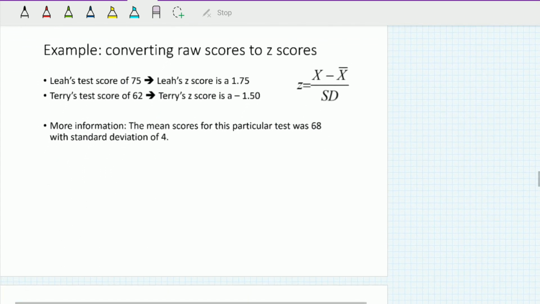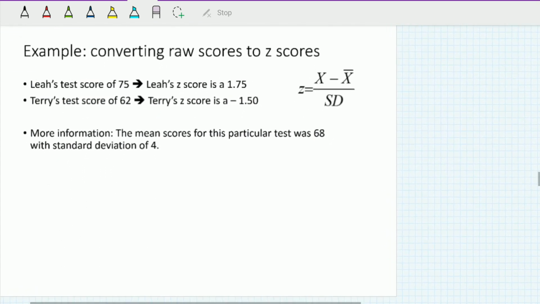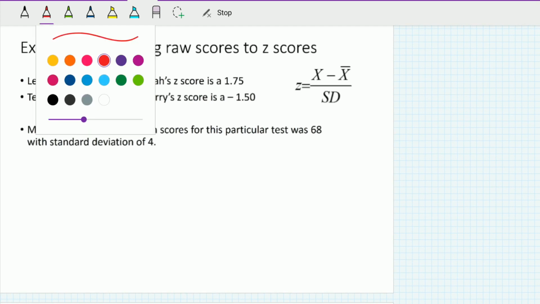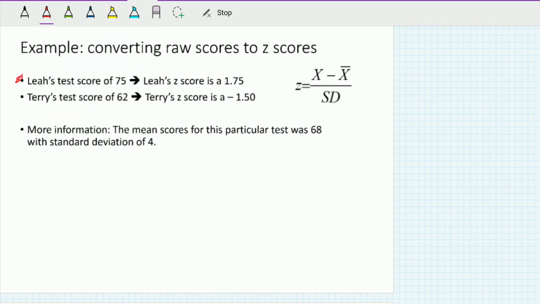Okay, let's finally get an example of how this equation works. I promise you that it's not that hard. Let's see, I'll put Leah in red. Leah's test score is a 75. I'm already telling you that the z-score is 1.75, so I'm basically giving you the answer already. All I'm going to give you is more information so that you can see where this 1.75 came from, and that I didn't just randomly make it up. So let's do the work for Leah.